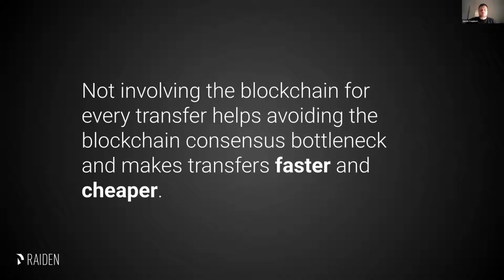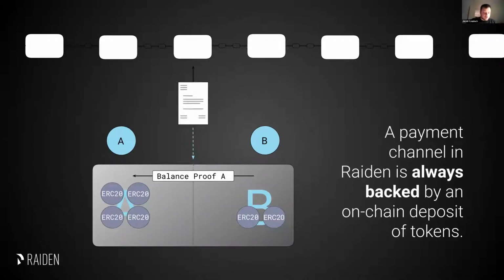Not involving the blockchain for every transfer helps avoid the blockchain consensus bottleneck and makes transfers faster and cheaper. Those of you who've been following the Ethereum space lately might know that transaction fees are quite high, and a month ago they were extremely high. This is something you can avoid with Raiden, and you also don't have to wait 15 or 12 seconds for the next block. Your transfers are sub-second. I will get into more detail later on how Raiden makes sense for some use cases, but for now, a brief introduction to Raiden itself.